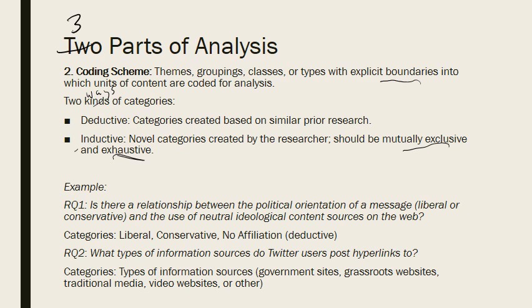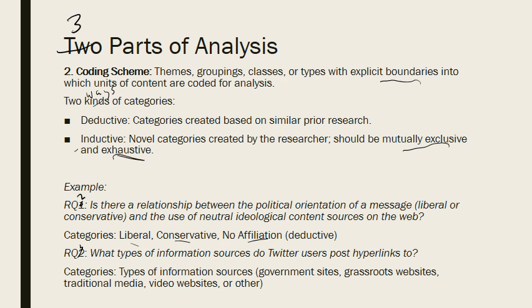So example, RQ2. And technically this should be 2 and that should be 3 because I skipped RQ1, but it's cool. RQ2: Is there a relationship between the political orientation of a message, liberal or conservative, and the use of neutral or ideological content sources on the web? So their categories are going to be liberal, conservative, no affiliation, right? And that's deductive because they said before it even started, these are going to be the categories.